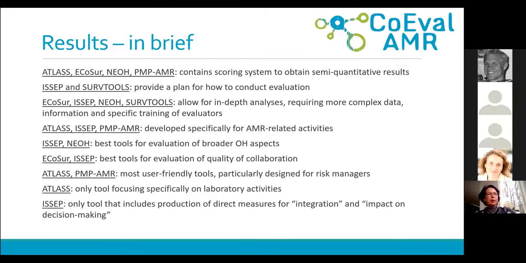And the results, in brief, are the following. Atlas, EcoSure, NEO, and PMP AMR contain scoring systems to obtain semi-quantitative results. That is a bit contrary to ISEP and SURF tools, which provide a plan for how to conduct the evaluation. EcoSure, ISEP, NEO, and SURF tools allow for in-depth analysis, requiring more complex data, more information, and specific training of the evaluators. Atlas, ISEP, and PMP AMR were developed specifically for AMR-related activities. And ISEP and NEO were considered the best tools for evaluation of broader One Health aspects.